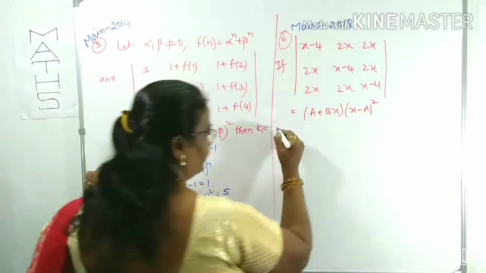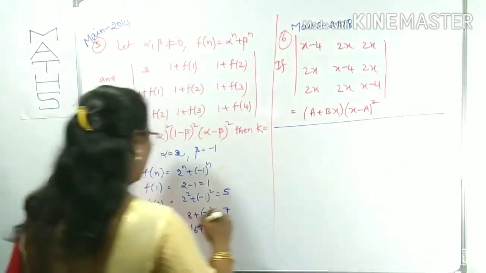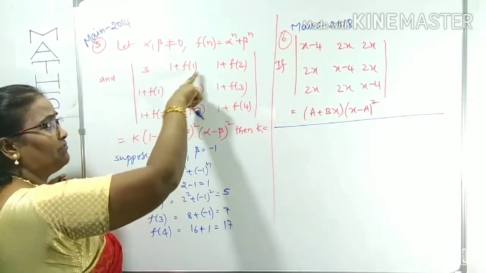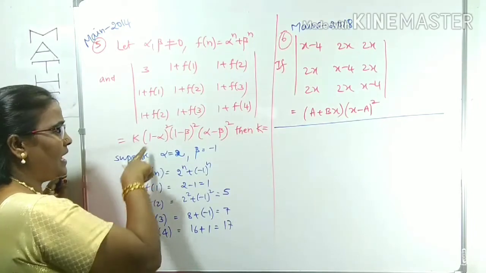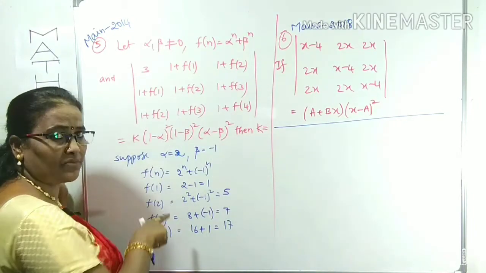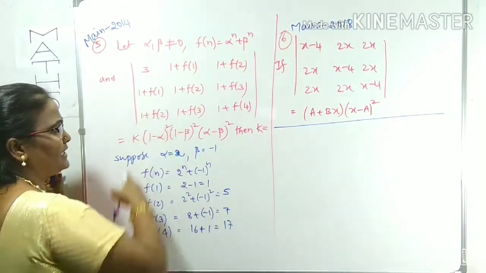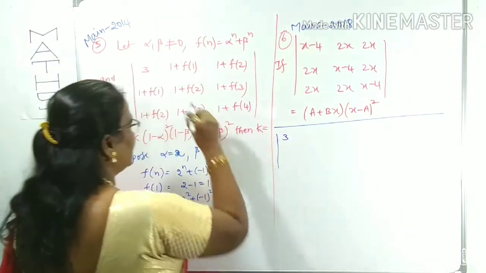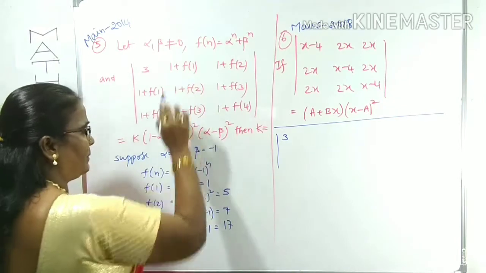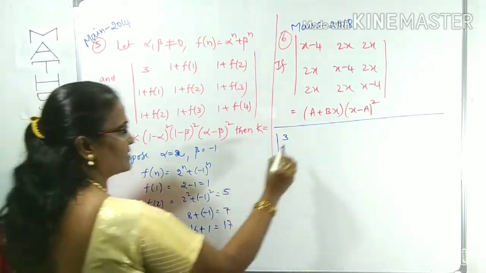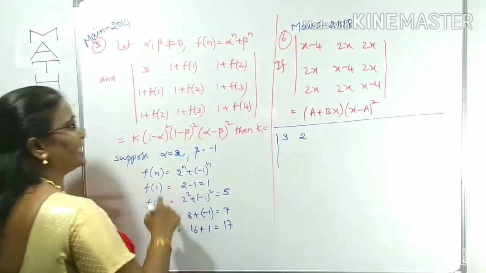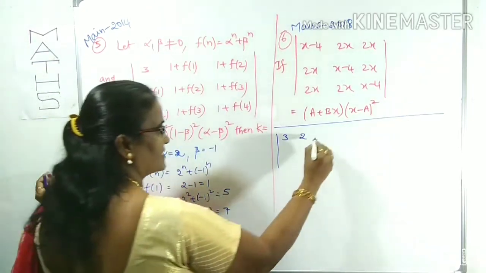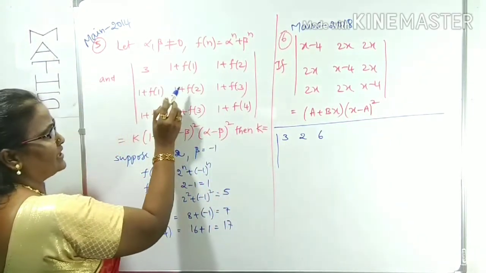Now what you want is to substitute the same values on the left side wherever f1, f2, f3 are there, and also substitute the alpha, beta values on the right side. Now come to the left side value. 3 is already given as a constant 3. 1 plus f1: 1 plus 1 is 2. Next, 1 plus f2: 1 plus 5 is 6.